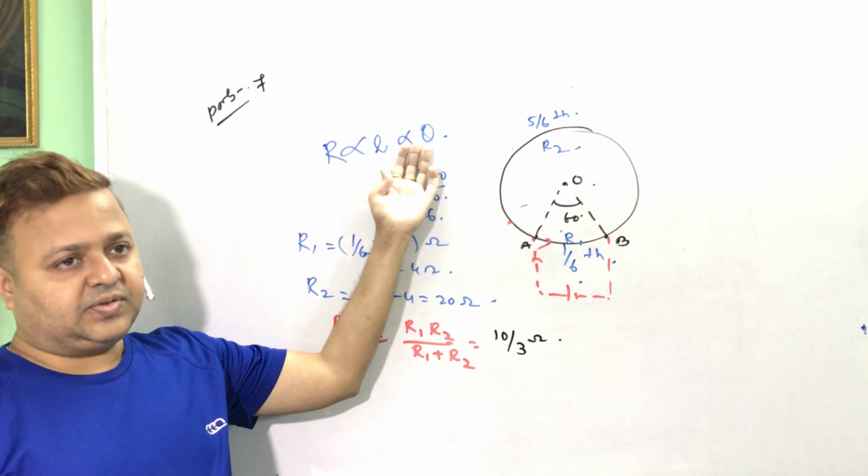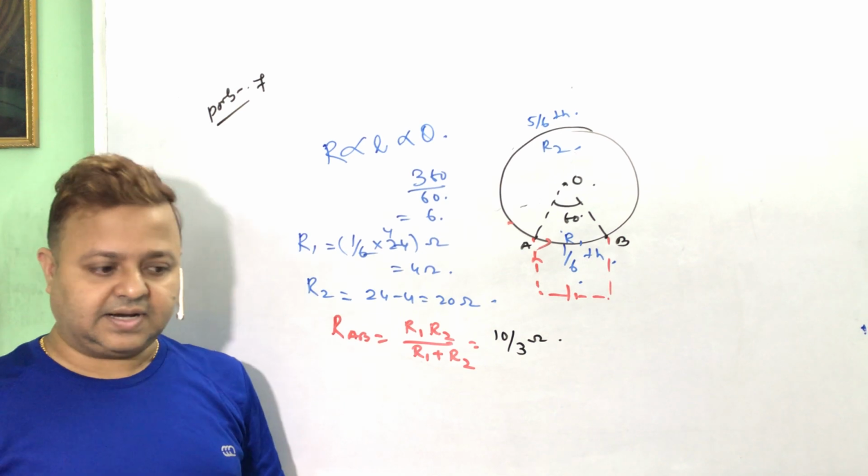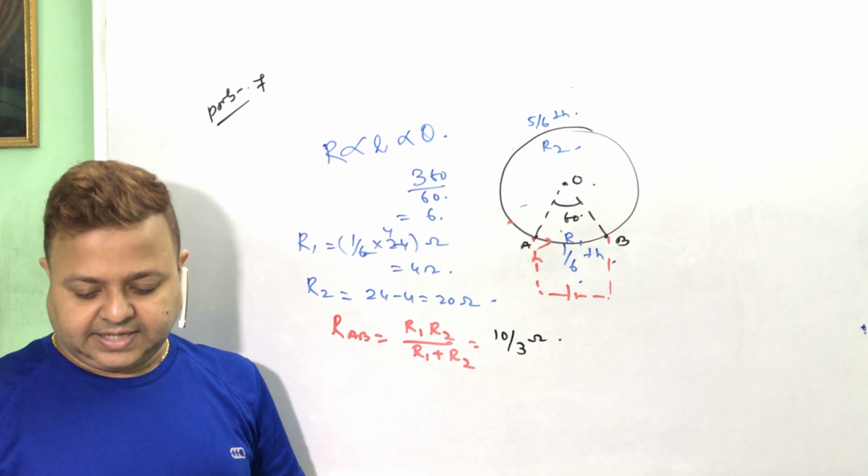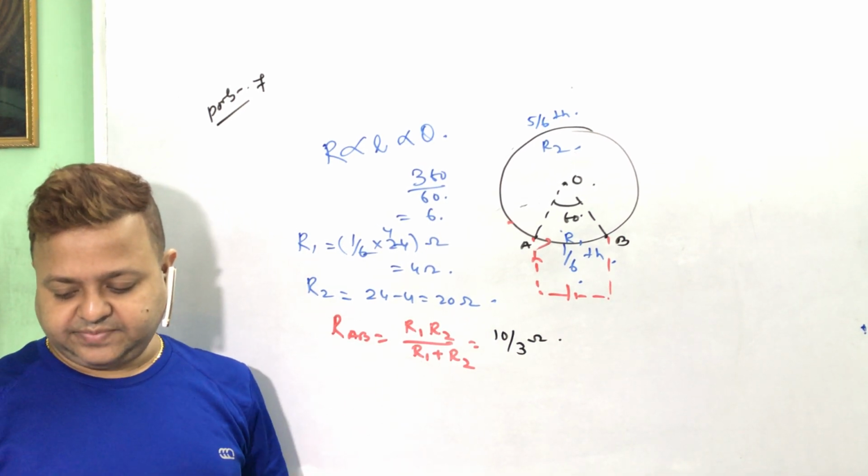Resistance is directly proportional to length, directly proportional to theta. I said this in class. Next one. Copy it down.